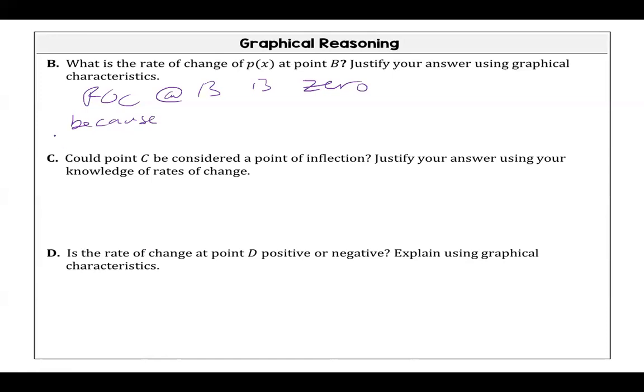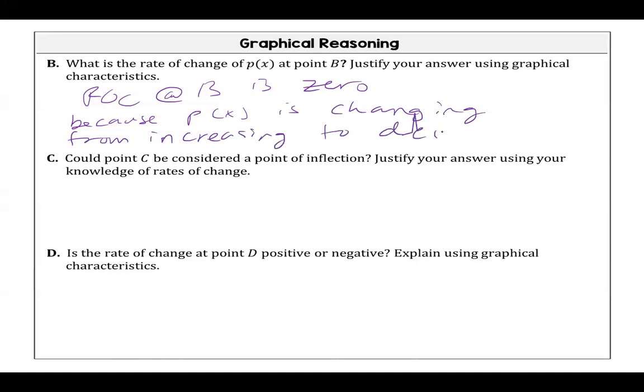Because, short amount of words, the graph is changing from increasing to decreasing. Yeah. Because P of X is changing from increasing to decreasing. I don't know what happened there. I'm not going back.